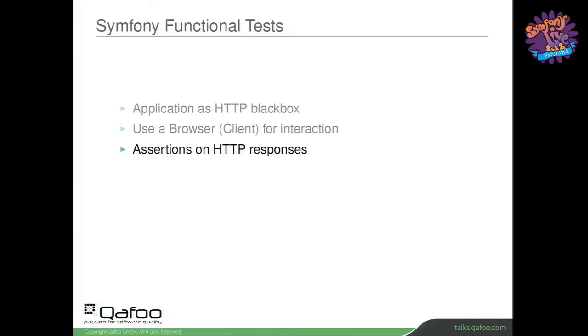And what we then do, after sending requests to the application, is call assertions on the HTTP response. So assertions are methods that allow us to define that the application is in a certain state. So we make a request to the application, and we want the application to return a specific response containing specific values or specific strings in the HTML.